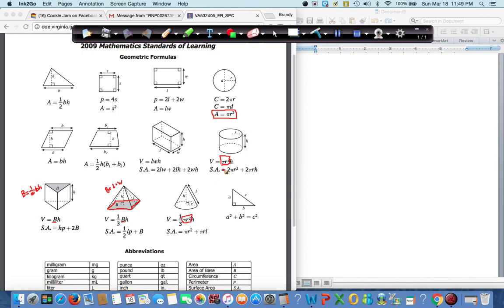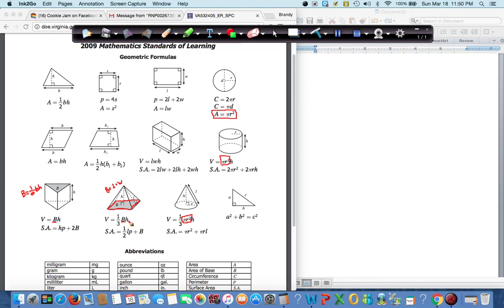Same area formula that we used for a cylinder, same formula that we used for area of a circle. Formulas aren't hard, they have to come from somewhere. So the 1/3 for both the pyramid and the cone comes from the fact that you can fit 3 of these guys into one cylinder. You can fit 3 pyramids into one rectangular prism. So we have to divide by 3 just to find one of them. But the area piece is the same.